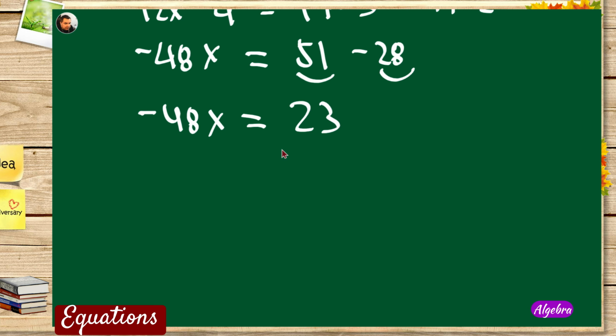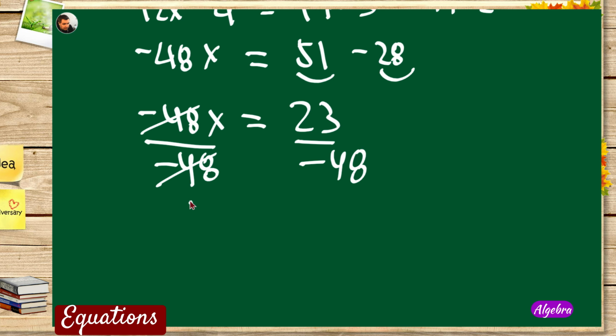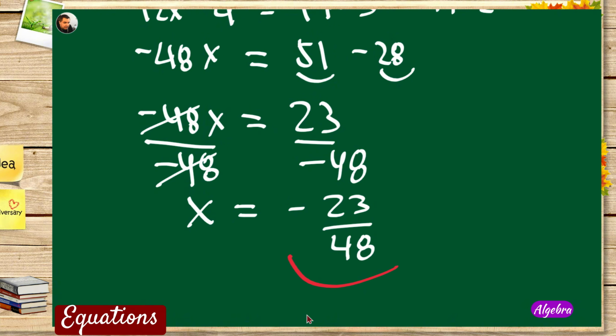So now all we have to do is divide everything by minus 48. Let's do that. I'm going to divide by minus 48, and here we're going to divide by minus 48 as well. So minus 48 and minus 48 cancel out. So I'm going to have x, and x is equal to minus 23 over 48. So that's my answer, minus 23 over 48. That's the right answer.